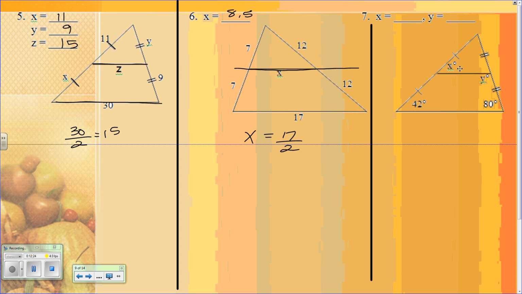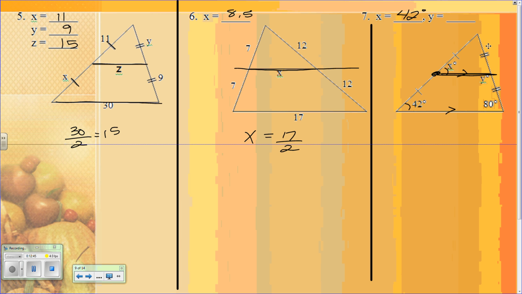Okay, now this one is asking for degrees. Please be careful that you're paying attention to what they're asking for. So since these two are midpoints, that makes this a mid-segment, which makes it parallel. And if it's parallel, then this angle is equal to this one. So that makes x 42 degrees.